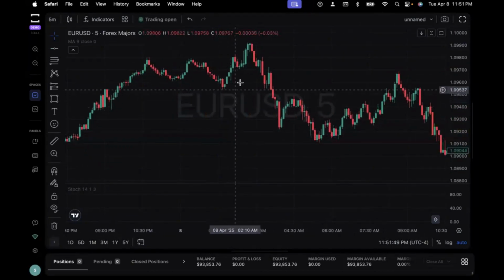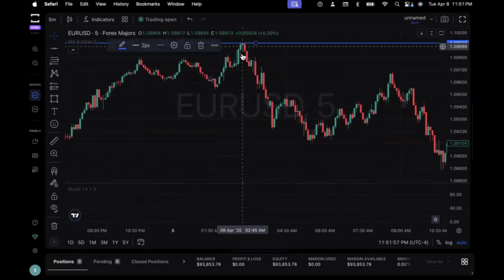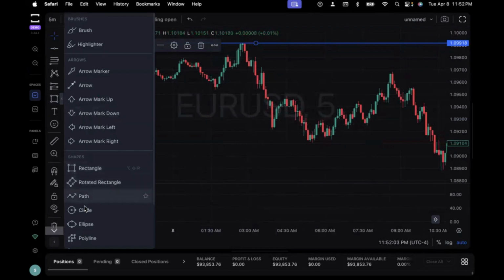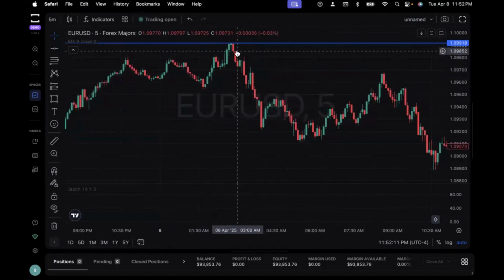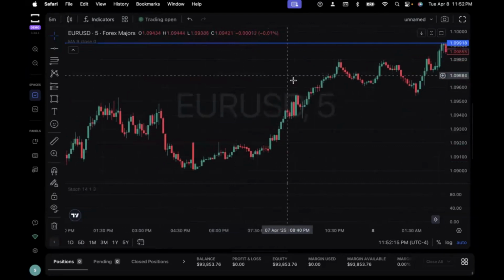Now, we're going to go ahead and start here because this is an obvious high that we can see. And we're just going to highlight that with a horizontal line. Now you can use horizontal lines, you can use rectangles, you can use circles. Tradelocker has a bunch of free tools to help you take notes on your chart and to figure out what you're looking for.